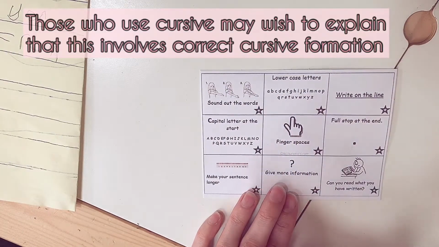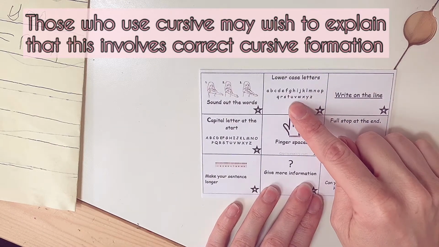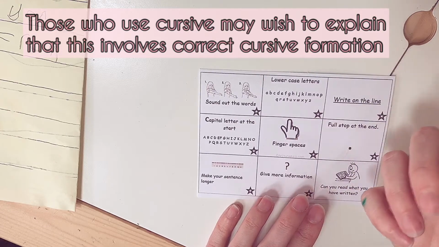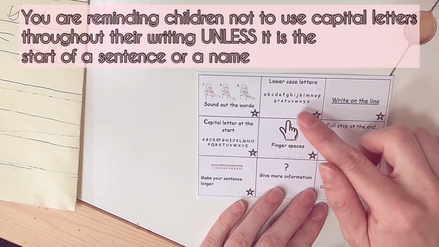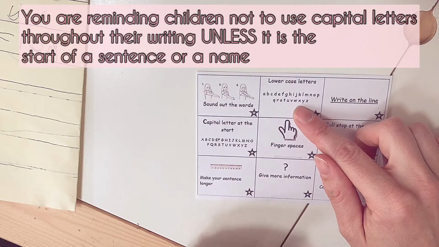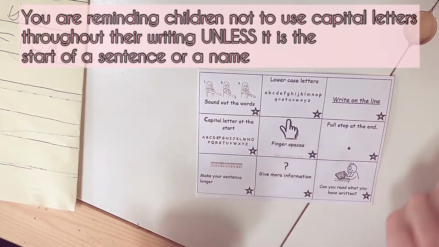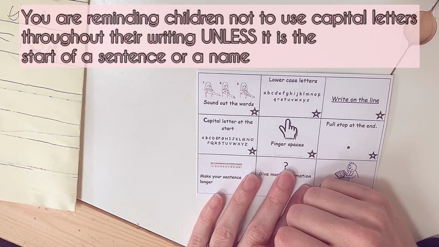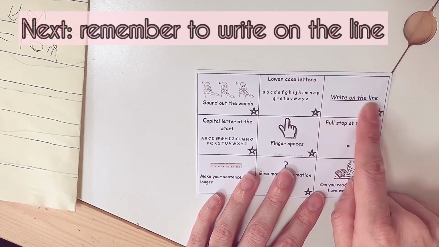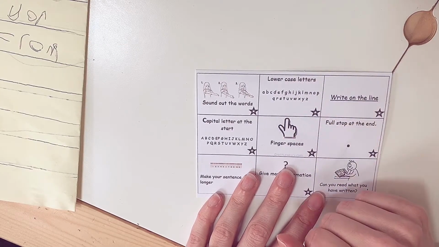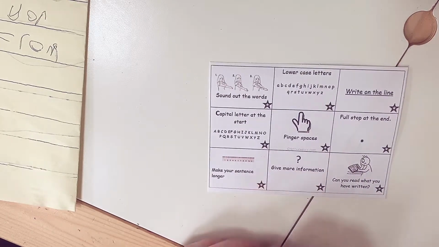Now, if you use cursive letters within your setting, for example, you may wish to explain that this includes forming your letters correctly, but it means that you're expecting children to remember not to use capital letters throughout their writing unless it's the beginning of a sentence or somebody's name. The next one is remembering to write on the line, so they can check that quite easily themselves. Have I written on the line? Give yourself a little star there.